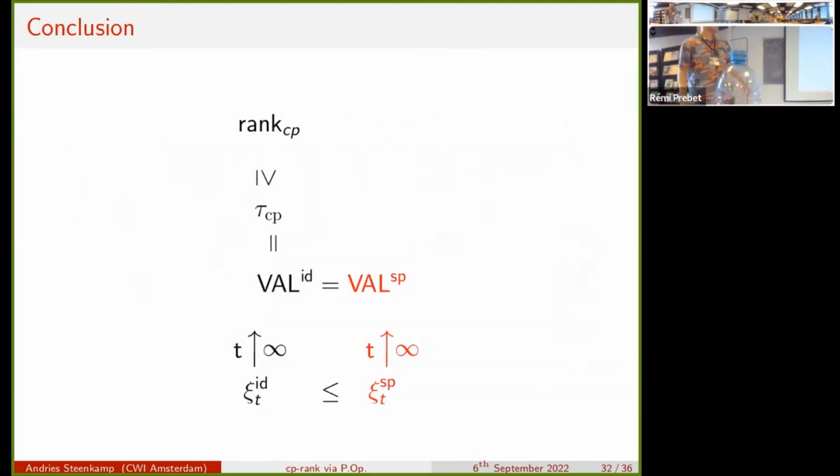All right. Conclusions. We've seen this rank CP parameter. We've lower bounded it by a convexification tau CP parameter. We've written it as a GMP. The GMP has a sparse and a dense flavor, and we've shown that they're equal, both of which we can build a hierarchy for, but the sparse hierarchy is at least as good as the dense hierarchy.